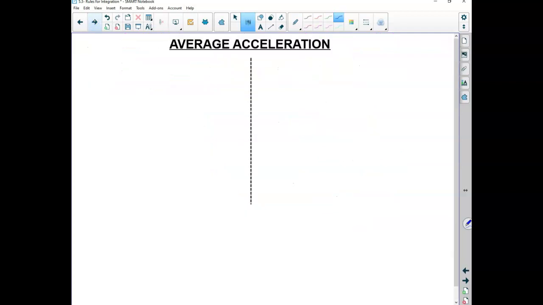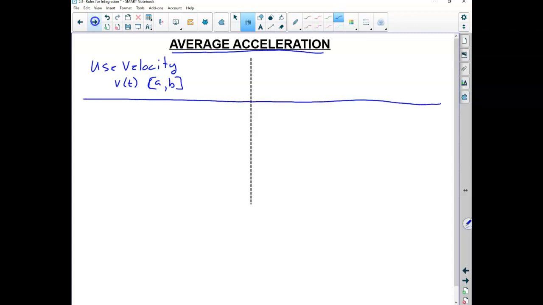Same way we can find our average acceleration using our velocity curve, because we did this. This is where people got hung up too, right? We can use velocity, or we can use v of t on the interval from A to B to find our average acceleration. Or now we can also use our acceleration curve or function a of t on A to B to find our average velocity.